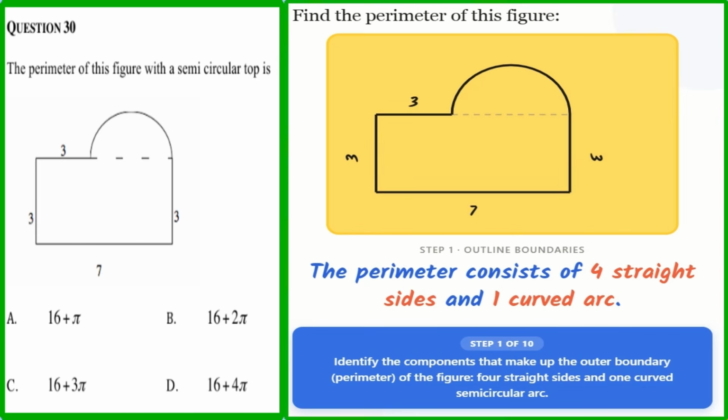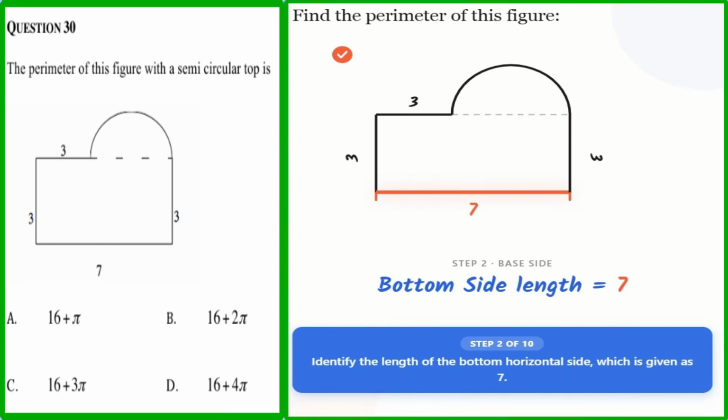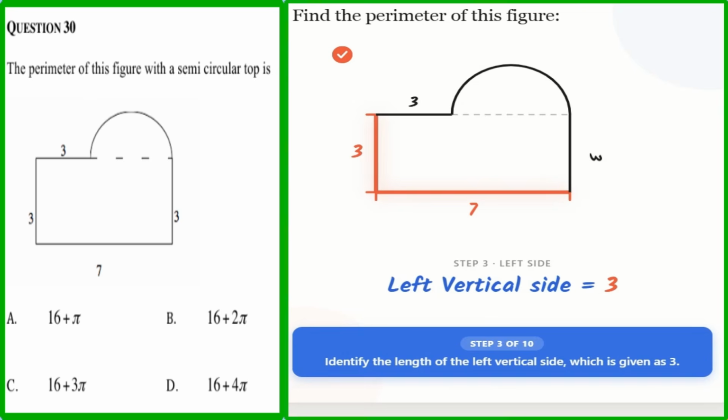Step 2. Now let's look at the bottom horizontal side. Its length is clearly given as 7. So, the bottom side length equals 7. Step 3. Next, the left vertical side. Its length is given as 3. The left vertical side equals 3.